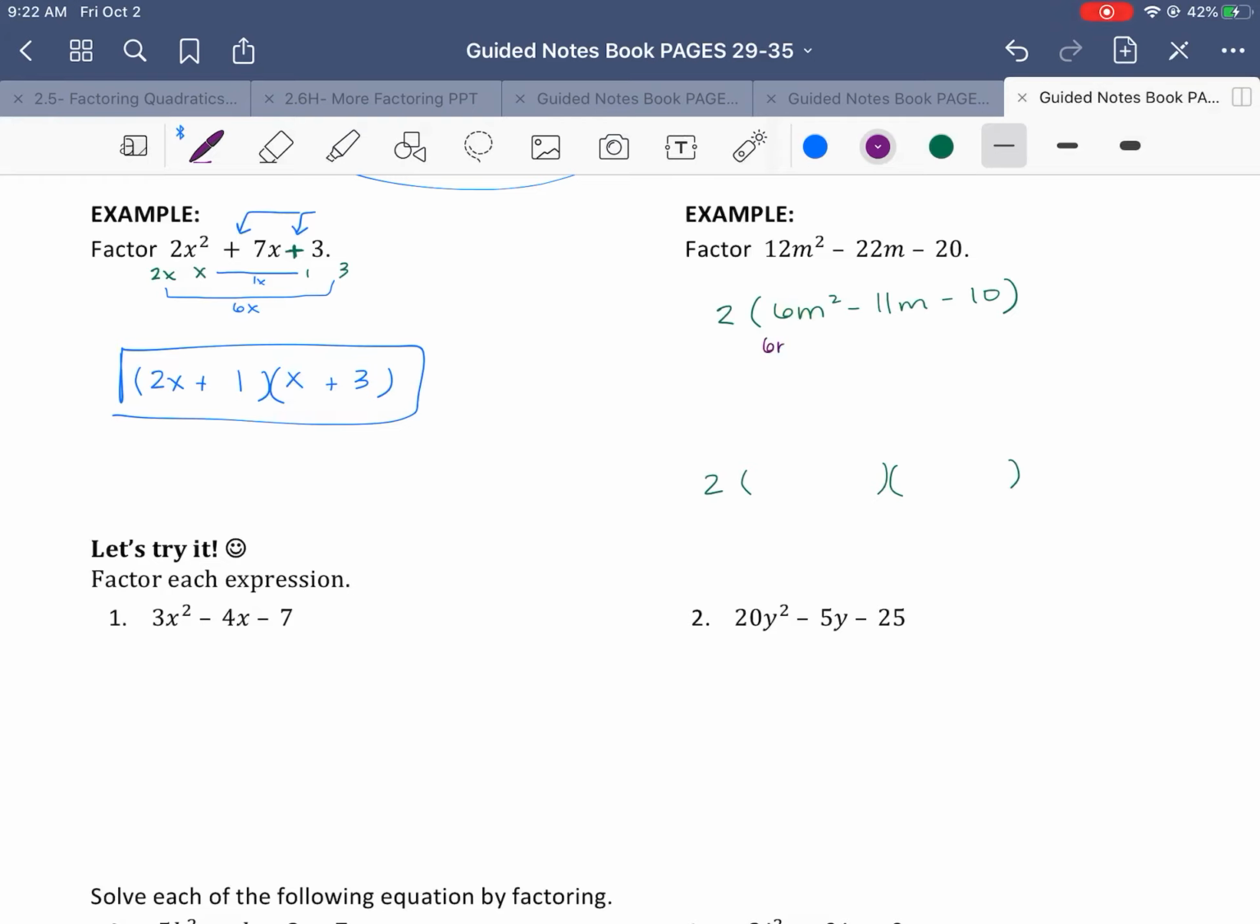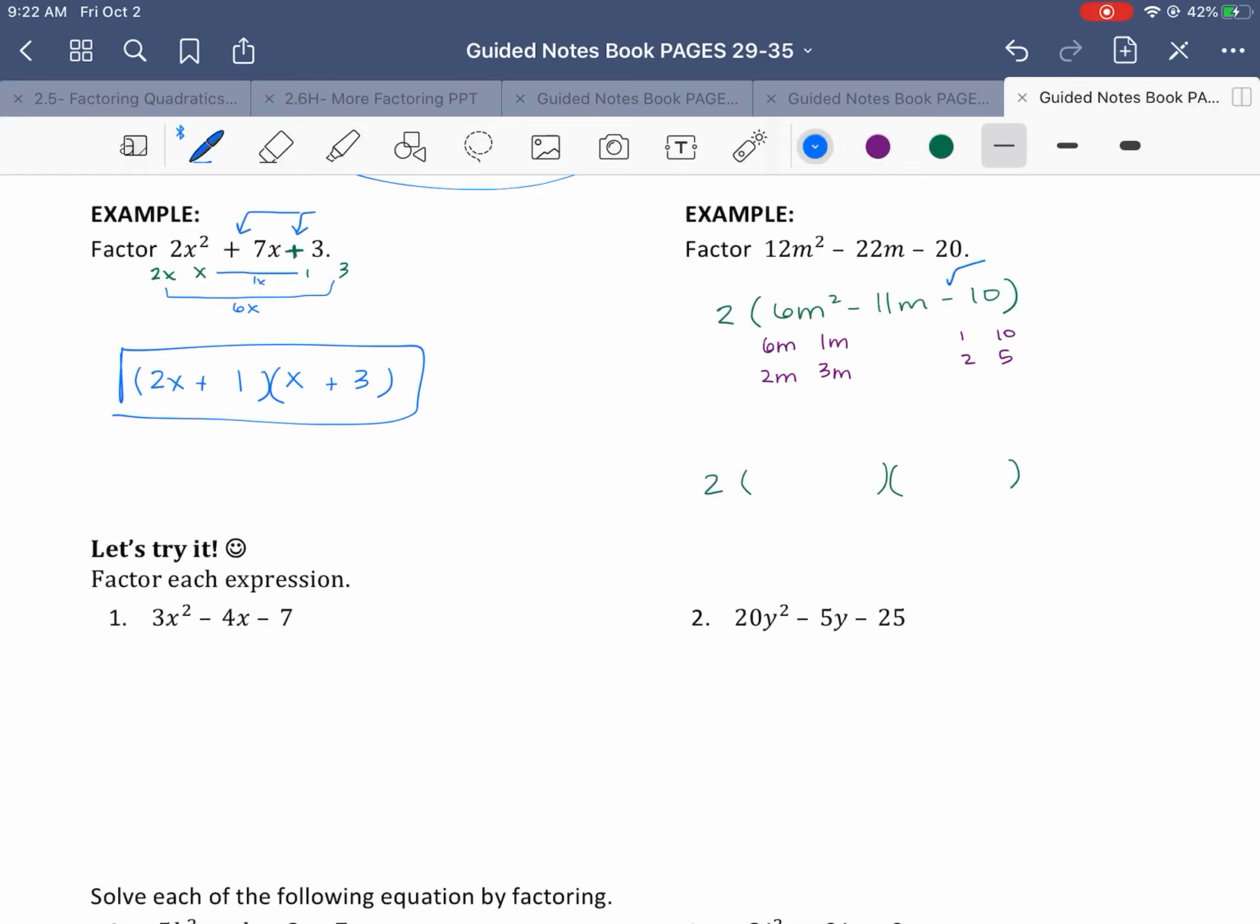Notice that we have a 6m squared at the front that we need to pull apart. So it's either 6m times 1m or it's 2m times 3m. And then we're looking over here at the 10, and we could have 1 times 10 or 2 times 5.